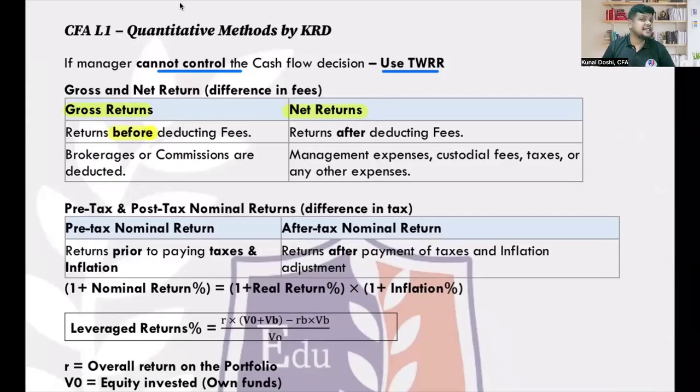After deducting the fees, and when I say fees, which fees? Brokerage commission, are they fees? No. Management expenses, custodial fees, taxes, or any other expenses which are deducted, all these fees are deducted from the gross returns. And after that, the returns that you get are called net returns. So what is the difference between gross and net returns? Gross returns are before fees. Net returns are after fees and expenses.